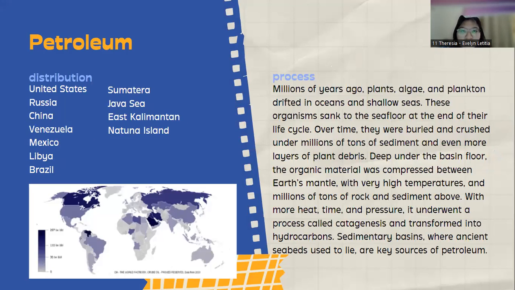The process itself, it takes millions of years, and the plants, algae, and plankton from the oceans, they were buried and crushed under millions of tons of sediments and even more layer of plants. And then they compress between the Earth's metal with high temperatures, and with more heat and time, they went into a process called catagenesis and transformed into hydrocarbons. And sedimentary basins where oceans used to lie are key source of petroleum.